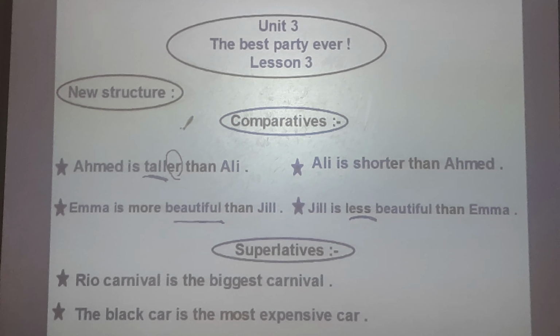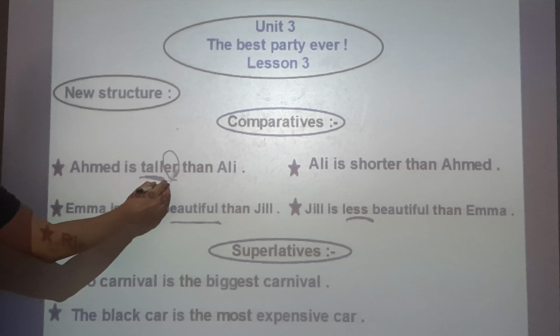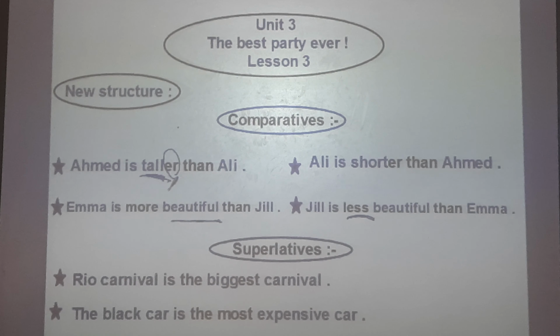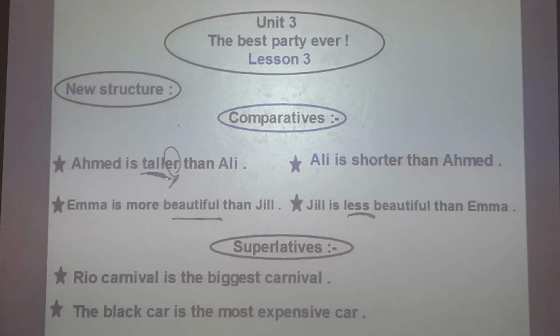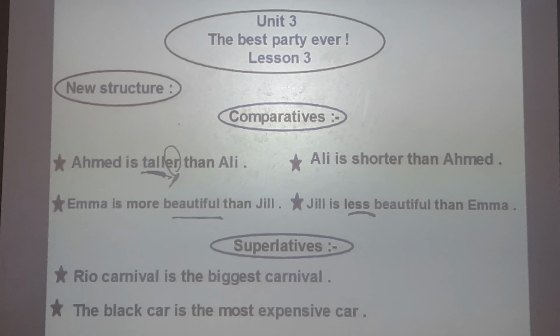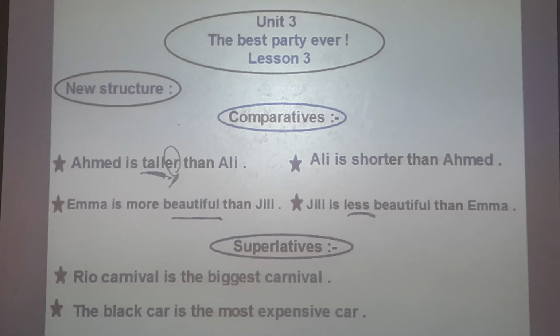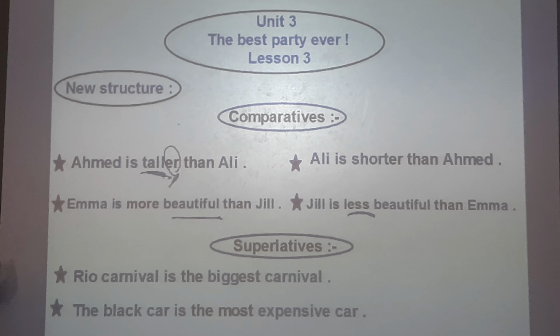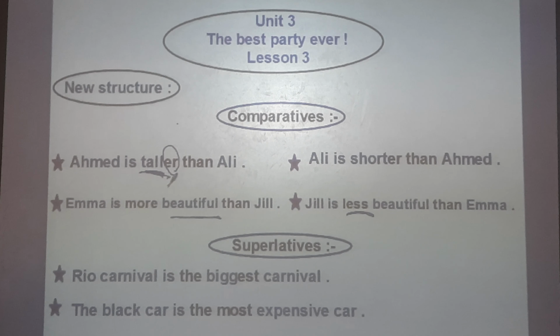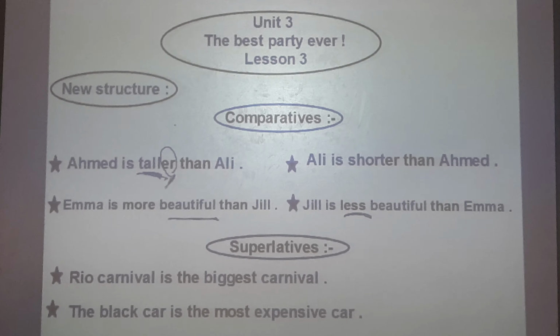Again, if the adjective consists of one syllable, we put er at the end of our adjective, followed by the word than. Like here, Ahmed is taller than Ali. Ali is shorter than Ahmed. But if the adjective consists of two or more syllables, we are going to put more before the adjective and then than after the adjective. Like Emma is more beautiful than Jill, and Jill is less beautiful than Emma.